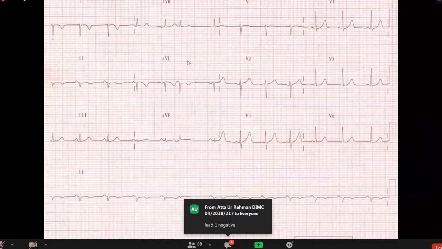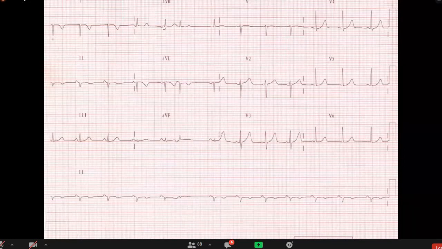So what must have happened? There is a limb lead reversal, like the aVR electrode has been put on the left side and the aVL electrode is put on the right side. So that is becoming totally negative. As we know, lead one and aVL are the lateral leads. So this is wrongly placed electrodes over the limbs.